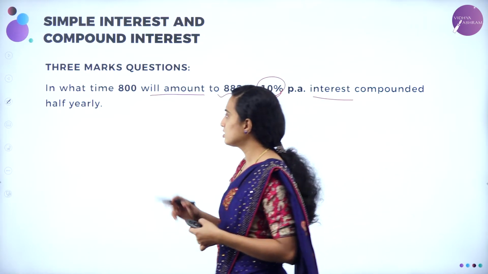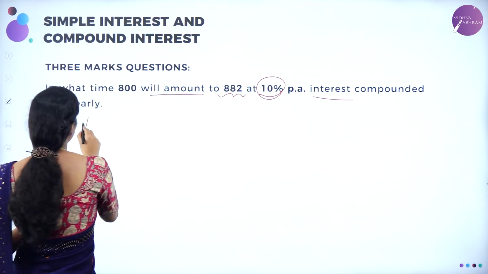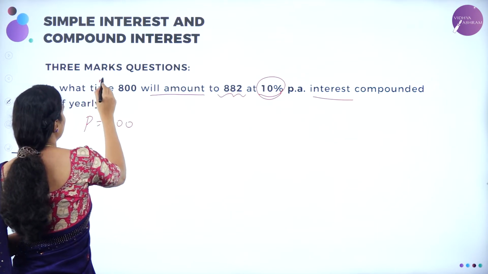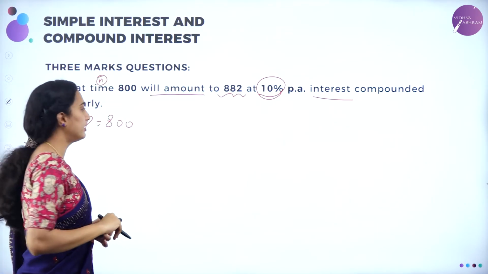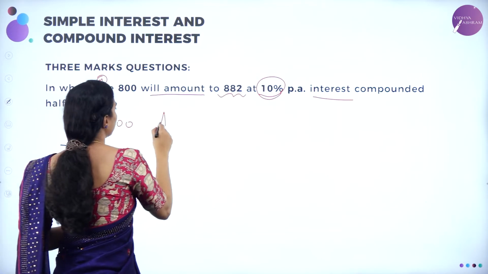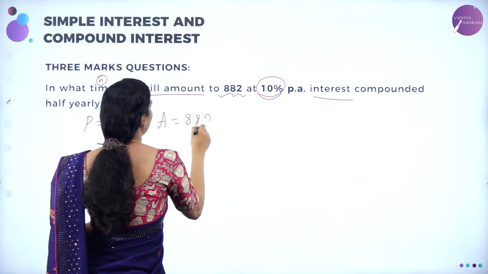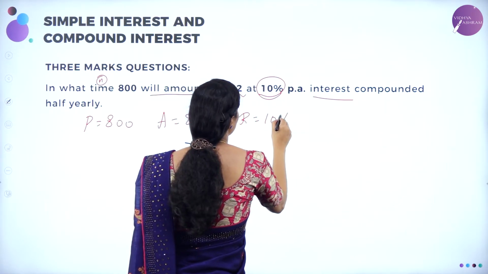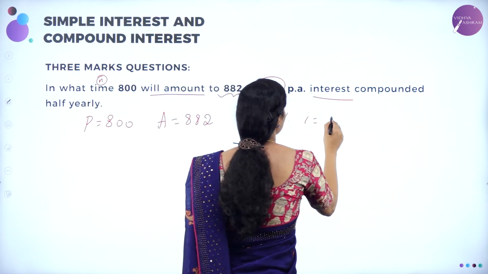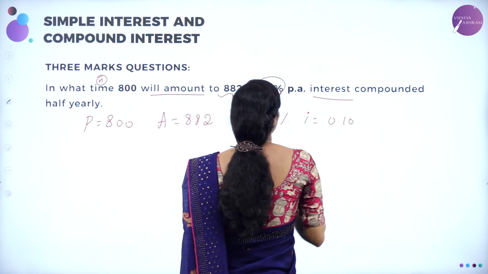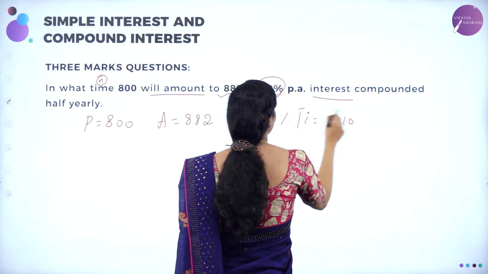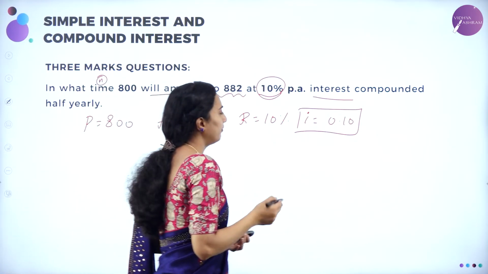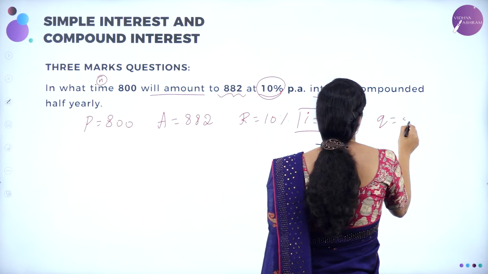So we need to take it as what? 800, that is nothing but P is equal to 800. Time means they have asked n here. You need to calculate n, and then A is nothing but they have given it as 882, correct? And R they have given it as 10%. That means I, you can have it as 0.10 by dividing throughout by 100, compounded half yearly. Half yearly means Q is equal to 2, correct?